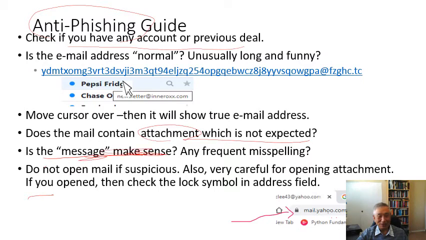So if the message doesn't make sense, or is gibberish, or has a lot of misspellings, then it is a good sign of somebody doing it in a hurry and not a serious message. And do not open it, be careful opening attachments, and check for a lock symbol on the top of your address bar, that is a lock symbol in here.